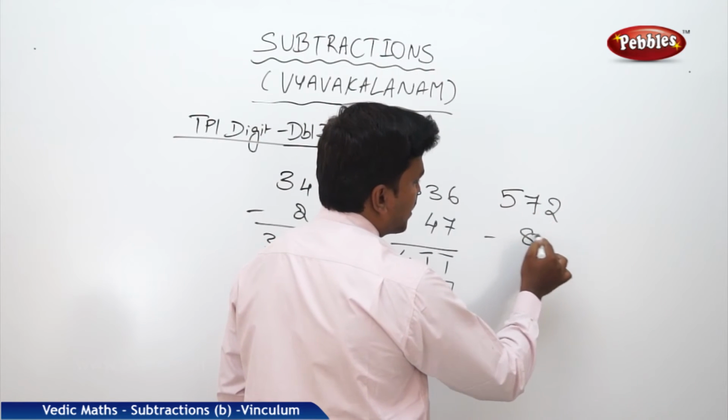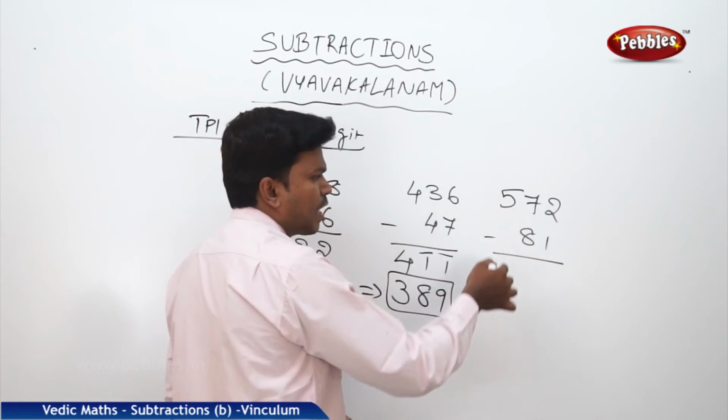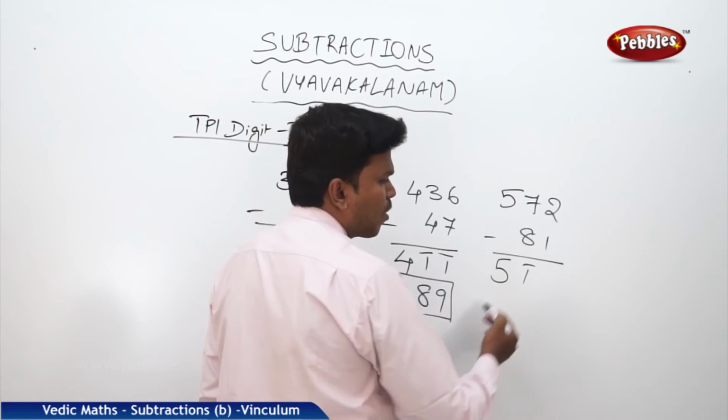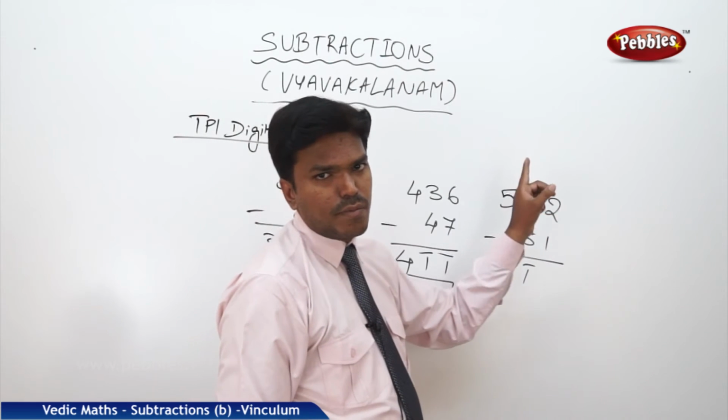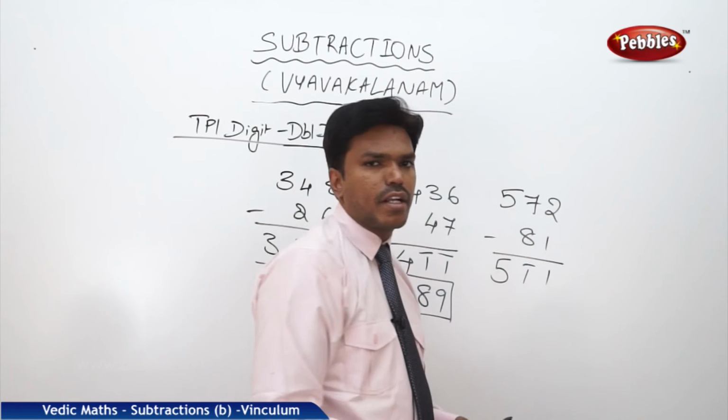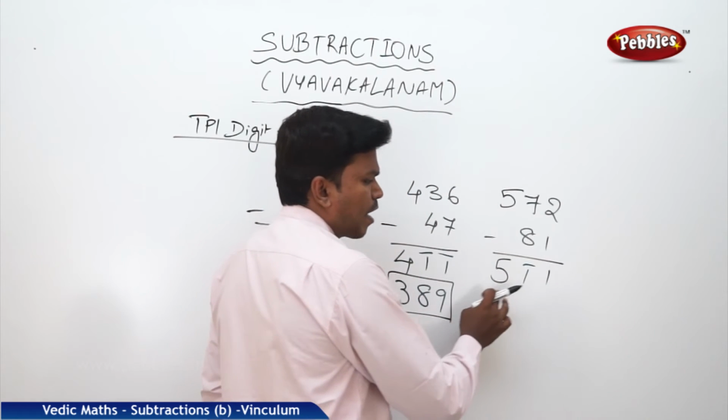572 minus 81. So fine, we will drop 5 as it is. 7 minus 8, not possible. So with a 1 bar on it. Why? Because by reversing the subtraction, 8 minus 7. Now what is 2 minus 1? Yes, practically possible. Directly you can put 1. Now we got the answer 5, 1 bar, 1.